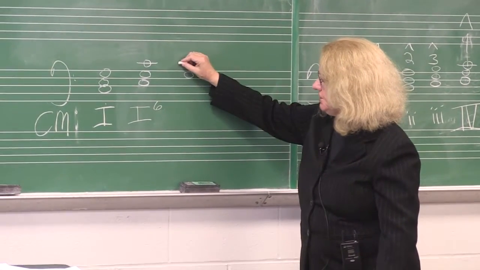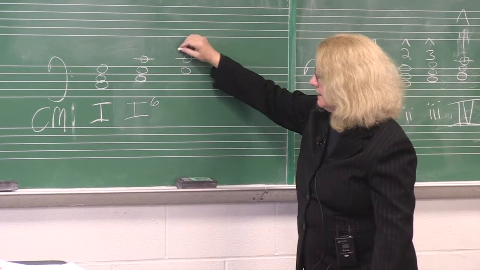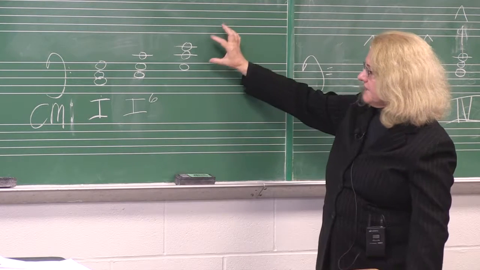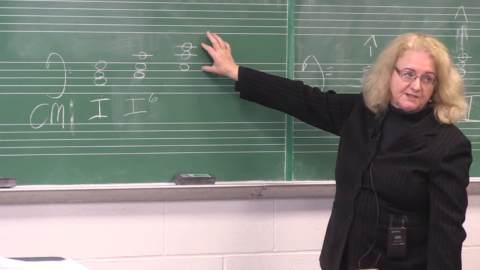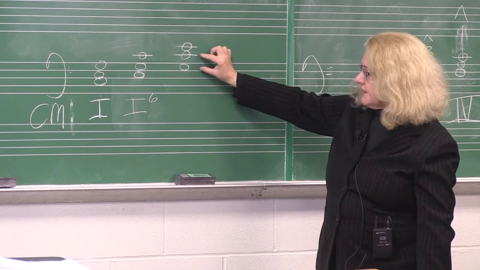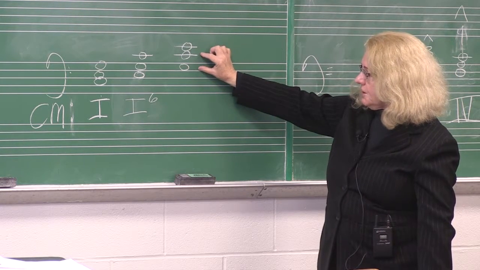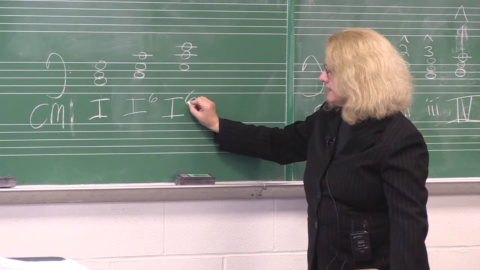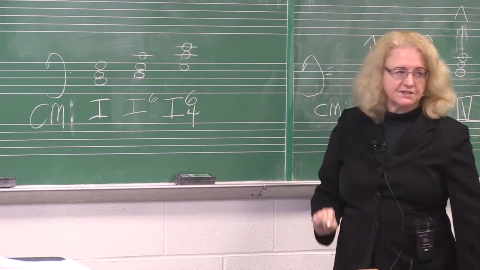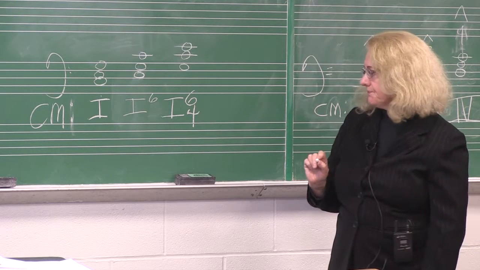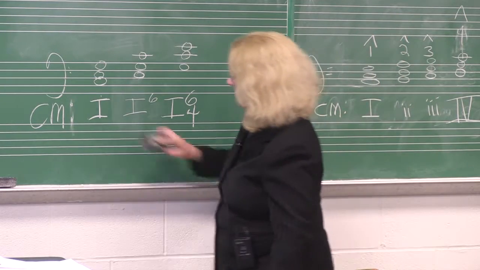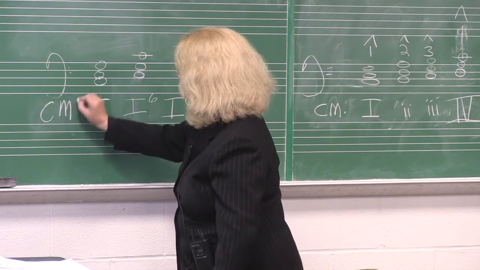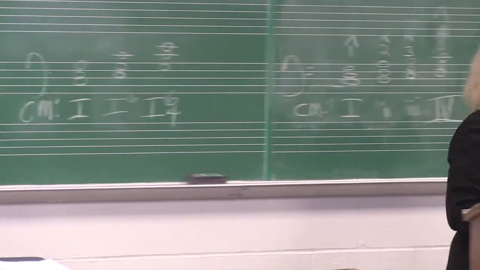So now I've got G, C, E, and I've got the interval of a sixth from the bass note to the top note, and then I've got the interval of a fourth also. So I've got a second inversion triad, or a 1-6-4. Okay? Any questions on that?